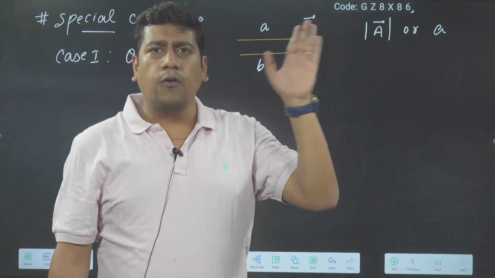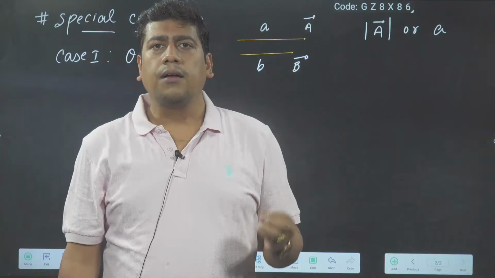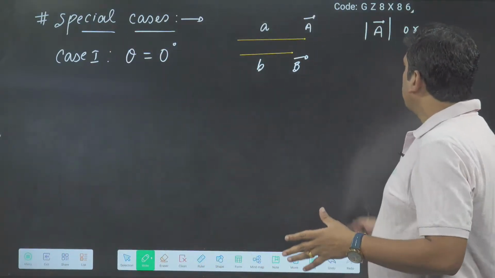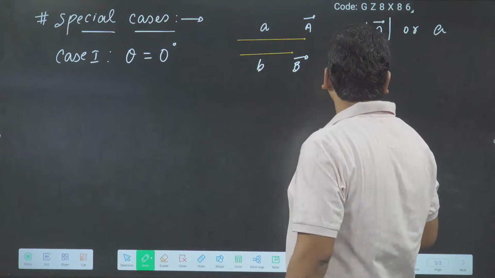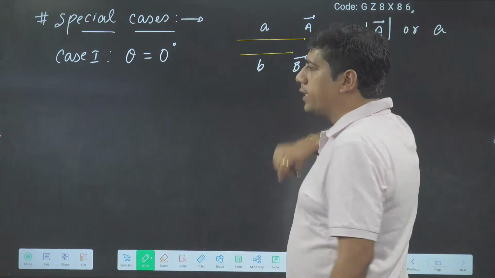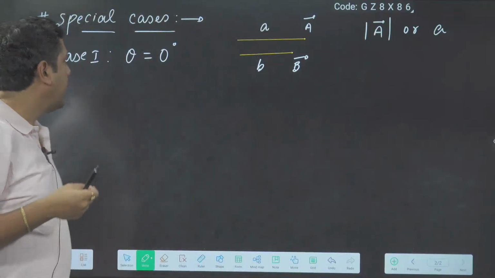So without arrow, if I am writing, that means I am only interested in magnitude. So magnitude is small a, magnitude is small b. You can prefer this or this. I think everyone will go with this because every time the other will take some time, right?